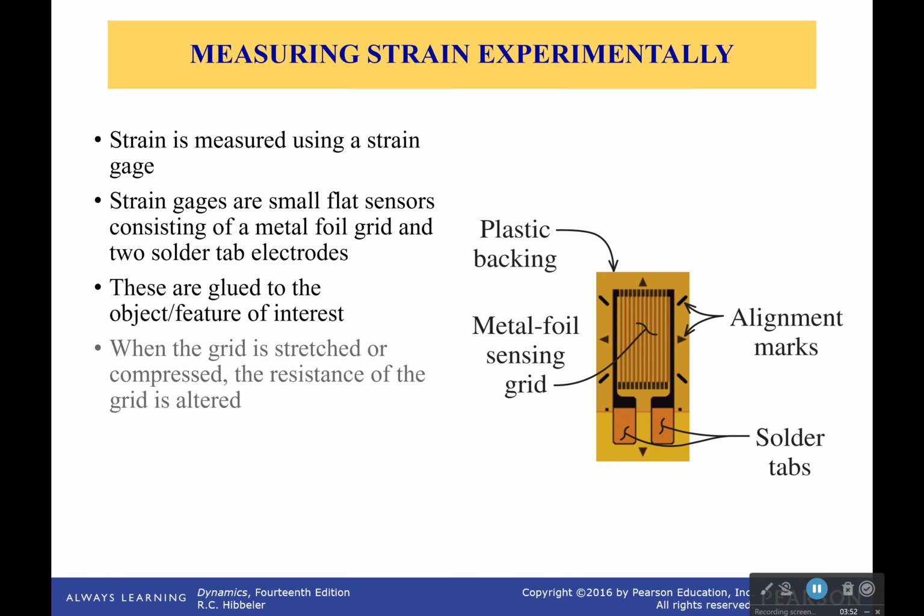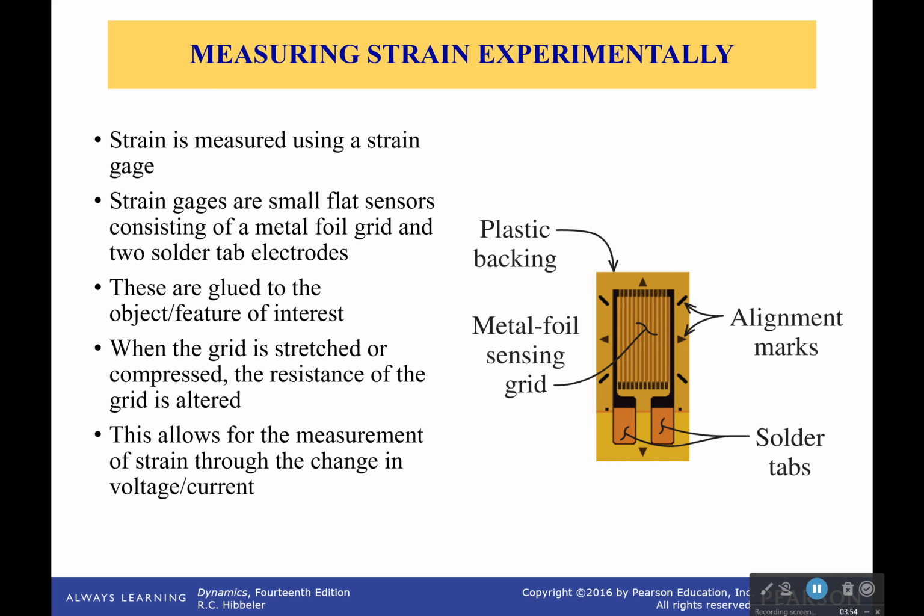Okay, now how do you measure strain experimentally? Well, we use something that's called a strain gauge. It looks like this. It's got a plastic backing, it's got this metal foil, which is a sensing grid, and it's got these alignment marks which help you figure out how you're putting it on your particular part. And finally, there are these solder tabs which will attach to some electrodes which will go off to your machine.